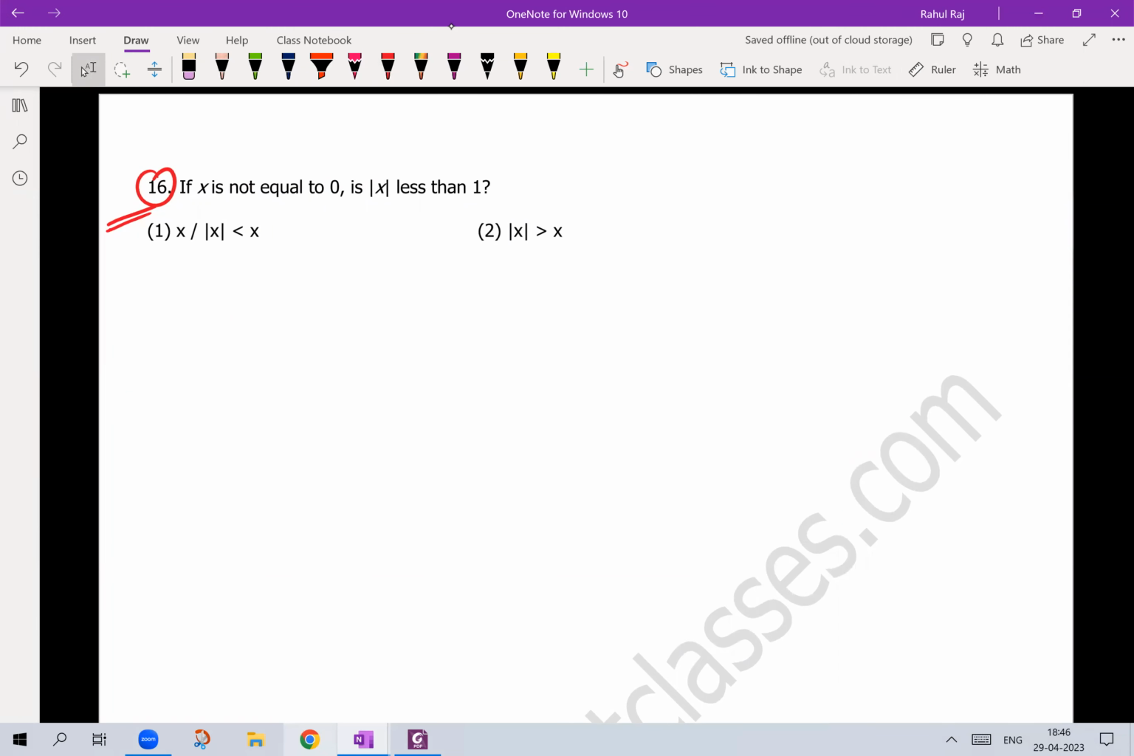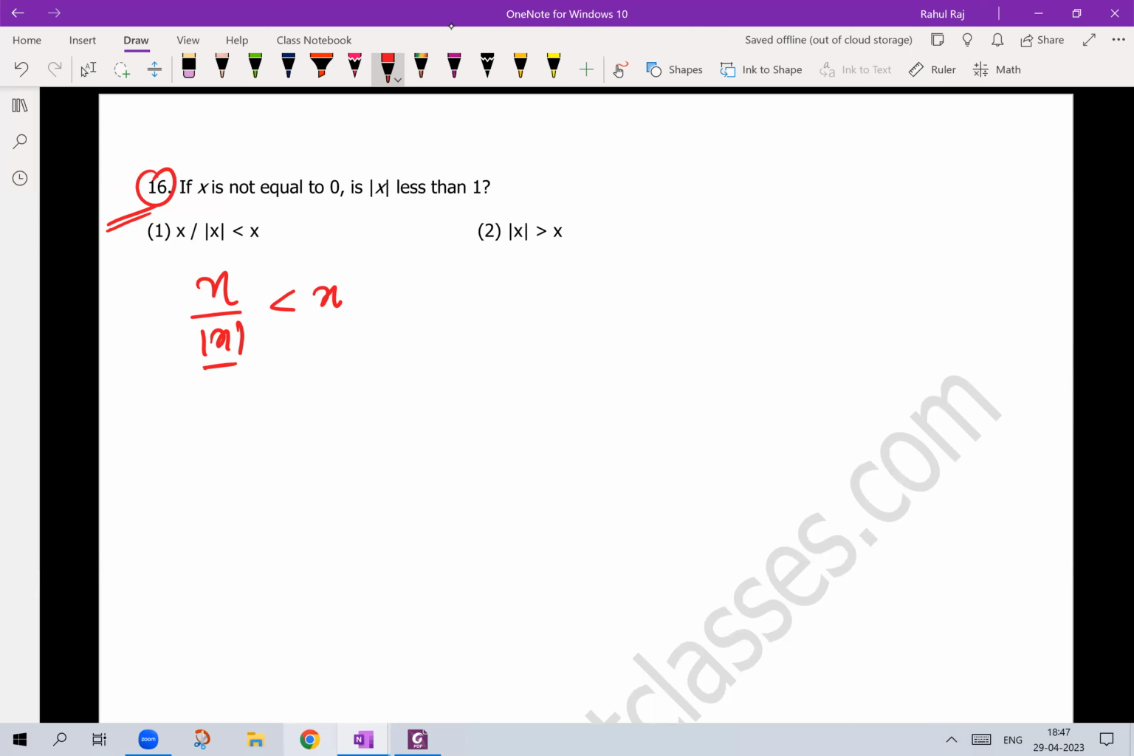Are you trying to evaluate x, or are you simply trying to solve this particular equation? I've told you, if the equation is fractional or cubic, you should always try to solve it. So can I solve this by saying x by mod x is less than x? Can I cross multiply this mod x? Because this is 100% positive, I'm very sure about this.